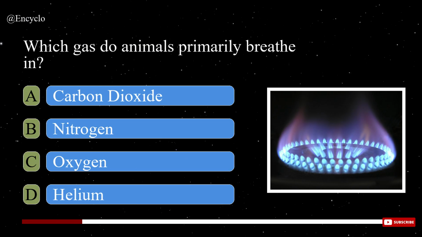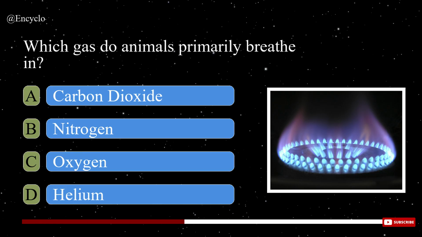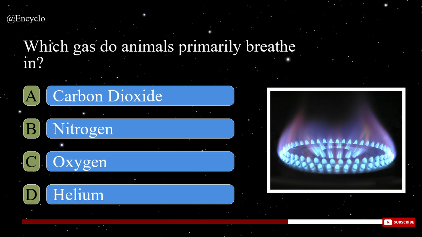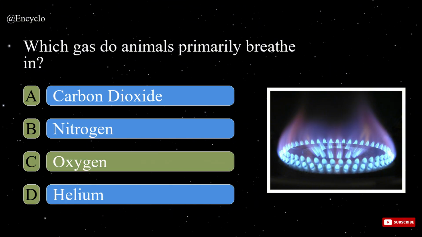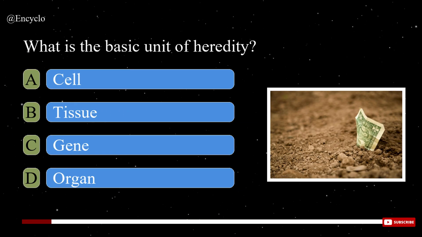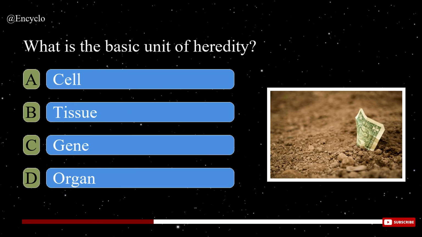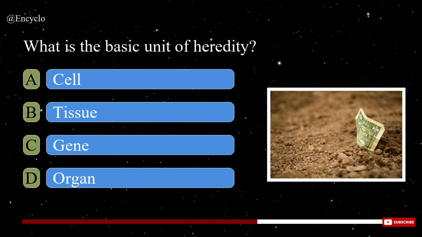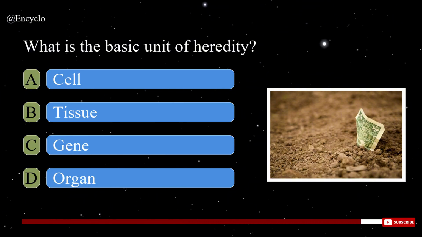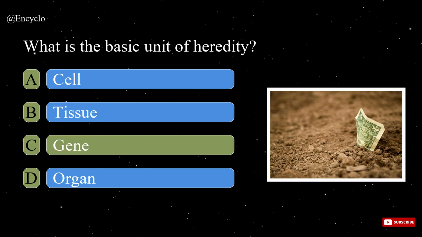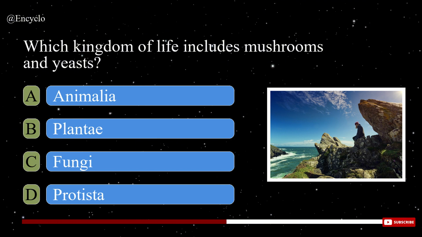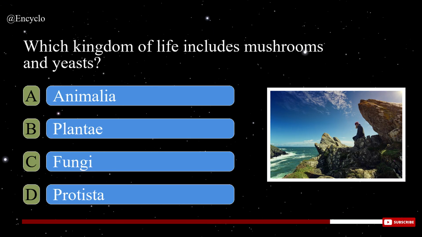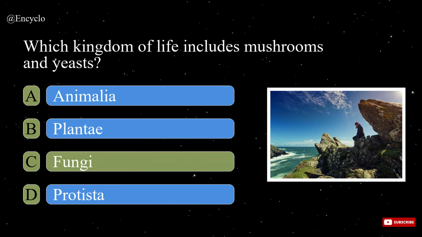Which gas do animals primarily breathe in? The answer is oxygen. What is the basic unit of heredity? The answer is gene. Which kingdom of life includes mushrooms and yeasts? The answer is fungi.